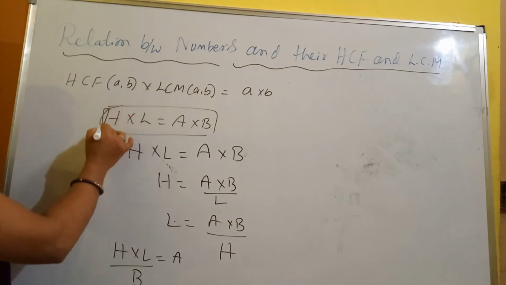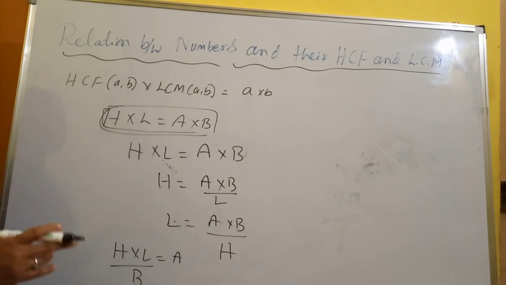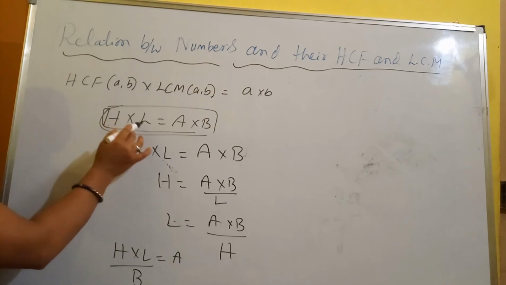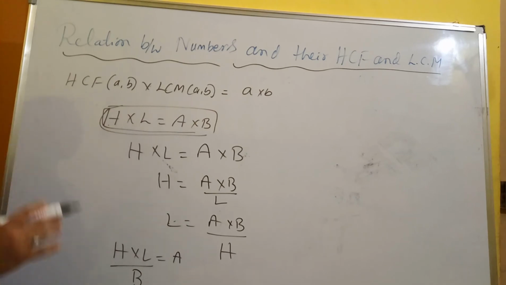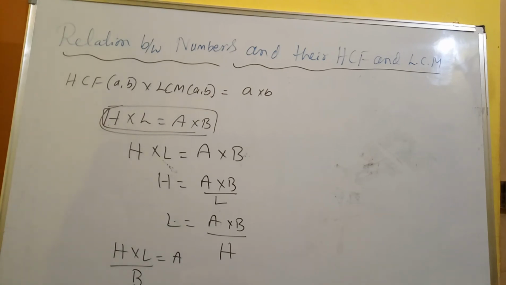Mainly we have to understand the relationship between the given numbers and their HCF and LCM. For two given numbers, the product of HCF and LCM is always equal to the product of the given numbers. So next we can solve the problems. You can understand this relationship by solving the exercise problems. Let's see some problems.